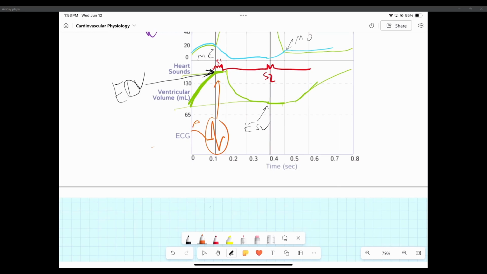Then nothing happens, but right at the end of systole, we have our repolarization. So here's our T wave, which is repolarization of the ventricles. And then nothing, and then towards the end, we have the beginning of our P wave again.